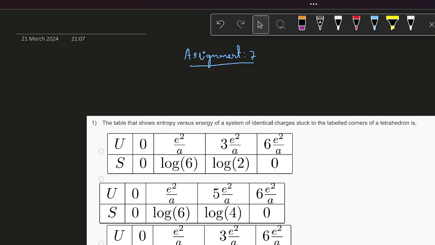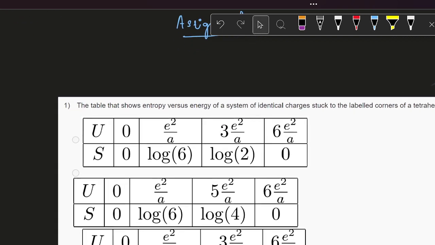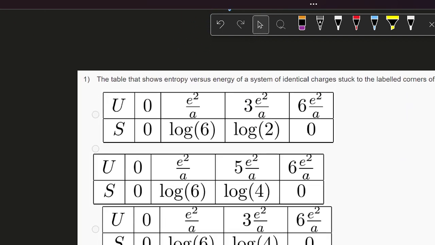So let us see our first question first. Let us read the question. I hope this is visible properly. Okay, so in that question we have been given a table where the table shows entropy versus energy of a system.